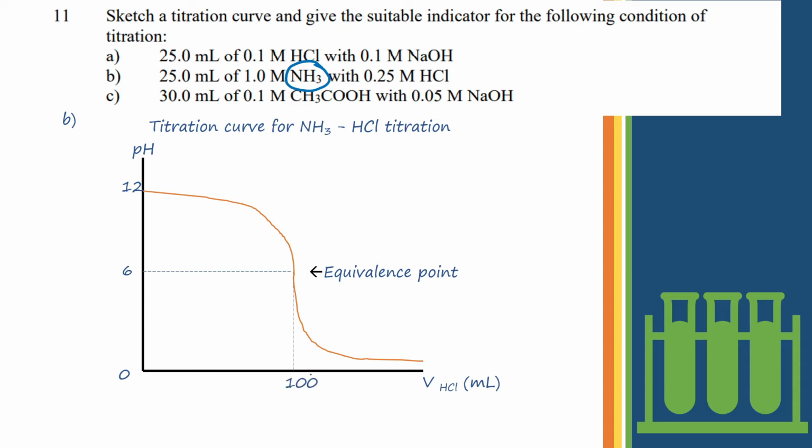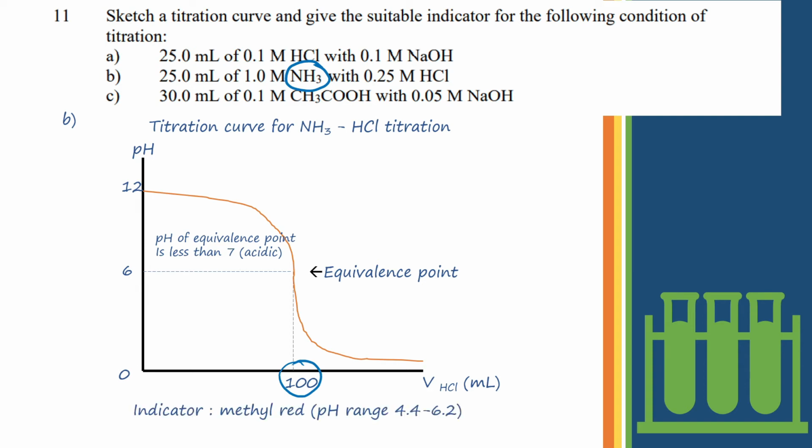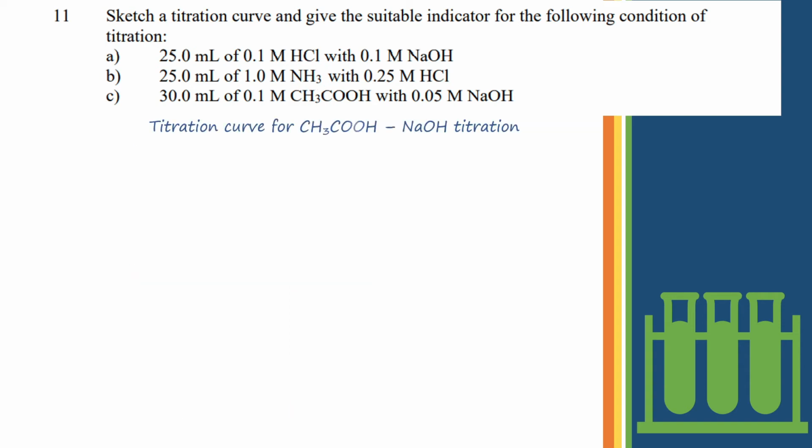This one is from calculation. We look at 25 times 1 over 1000, which gives us the number of moles. For the same number of moles, this one must be 0.25 times 100 divided by 1000. That is why I label 100 ml for HCl here. So the pH of the equivalence point is less than 7 because it is an acidic salt. Why an acidic salt? Because our salt is from a weak base with a strong acid. So the most suitable indicator is methyl red, where the pH range is between 4.4 to 6.2.